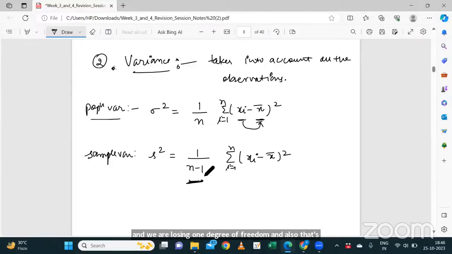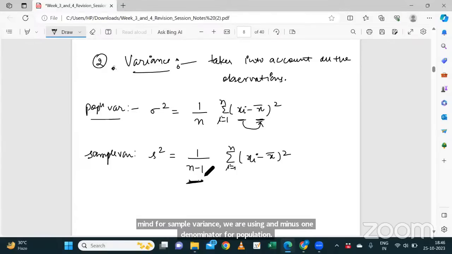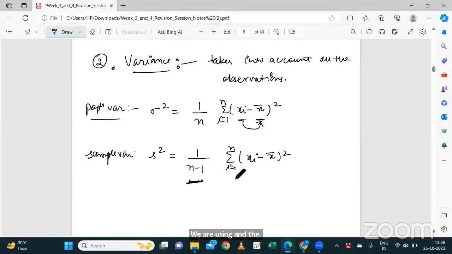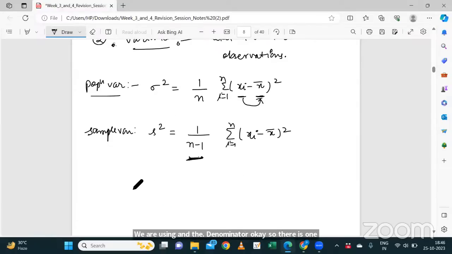That's not our case. For this foundational course, you can keep in mind that for sample variance we are using n minus 1 in the denominator, and for population variance we are using n in the denominator. So there is one formula you can keep in your mind. Suppose this is the formula. Can I say n times sigma square is the same as summation of i equal to 1 to n, xi minus x bar square?